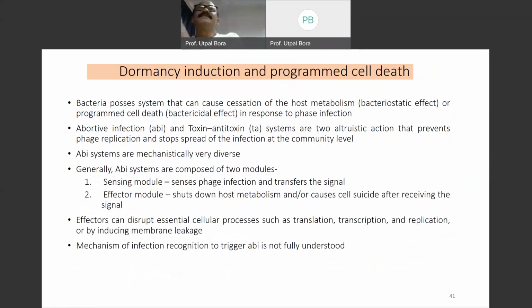There is another mechanism, which is dormancy induction and programmed cell death. Bacteria possess systems that can cause cessation of host metabolism. We call it a bacteriostatic effect, or programmed cell death, a bactericidal effect, in response to phage infection. So there is abortive infection, or Abi, and toxin-antitoxin systems, TA systems, which are two altruistic actions that prevent fast replication and stop the spread of the infection at the community level. So some of the bacterial cells will commit suicide so that their community is safe. They don't allow the replication, propagation or spread of the virus.